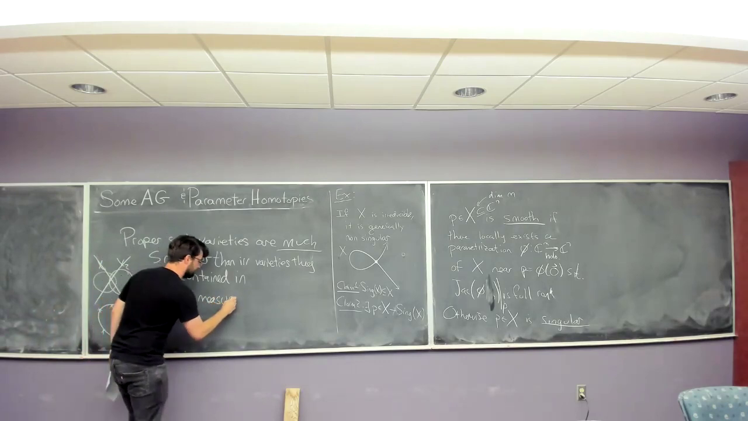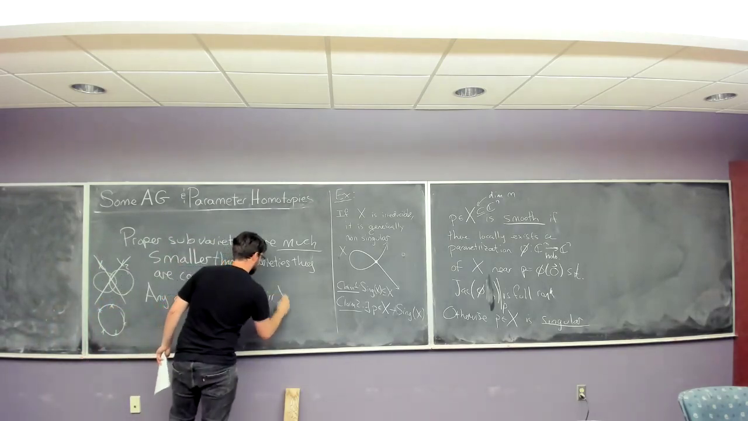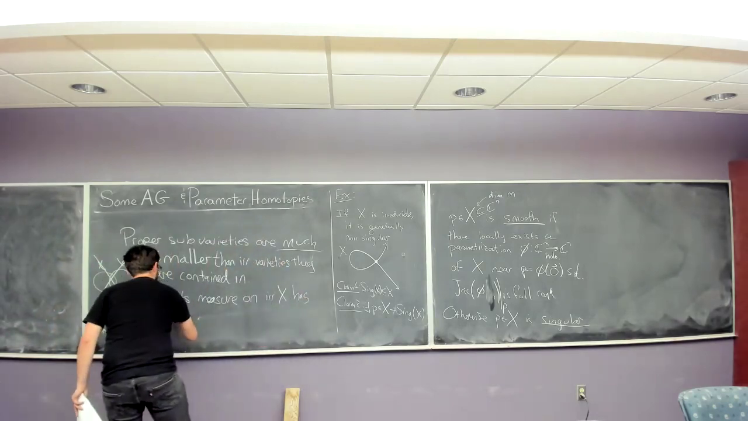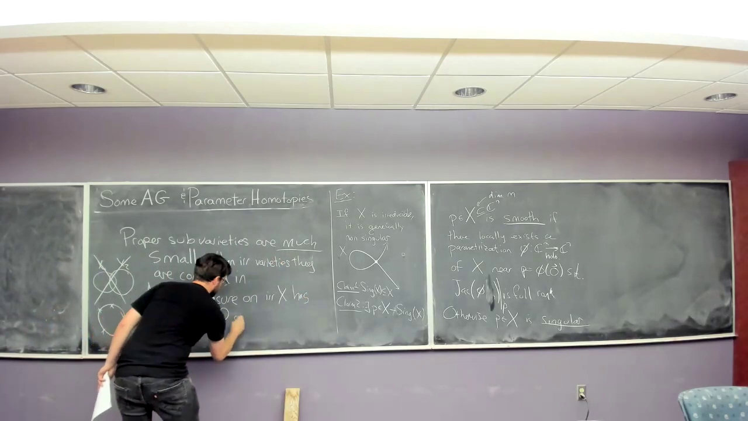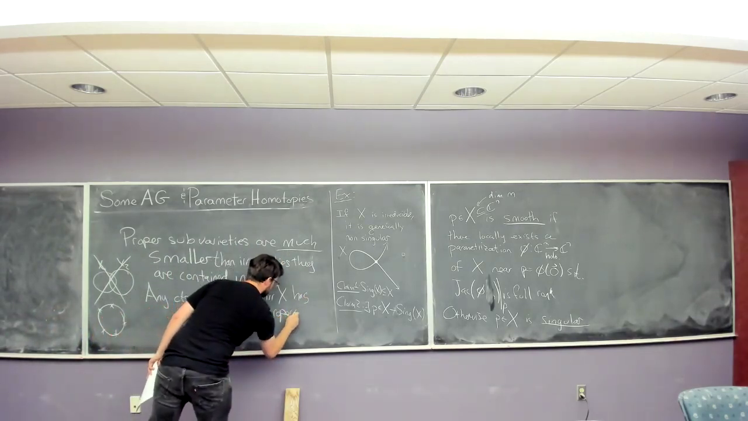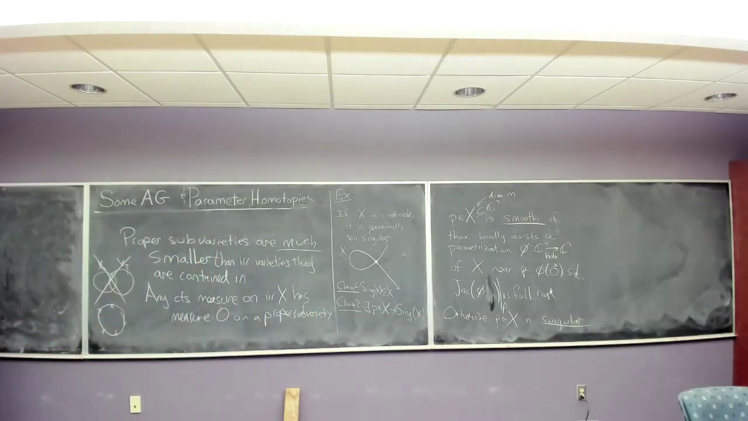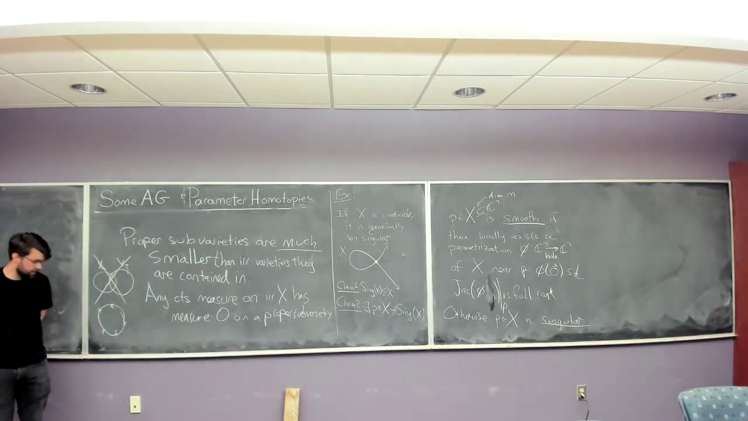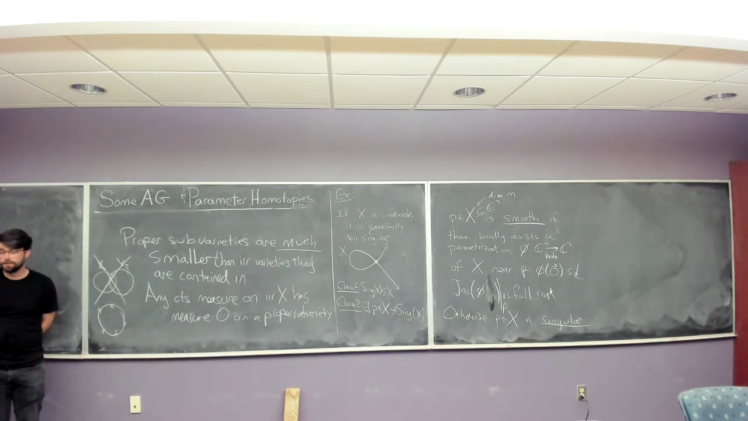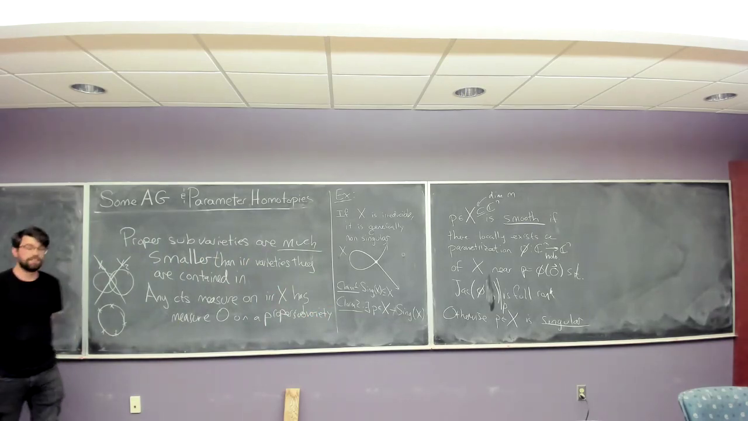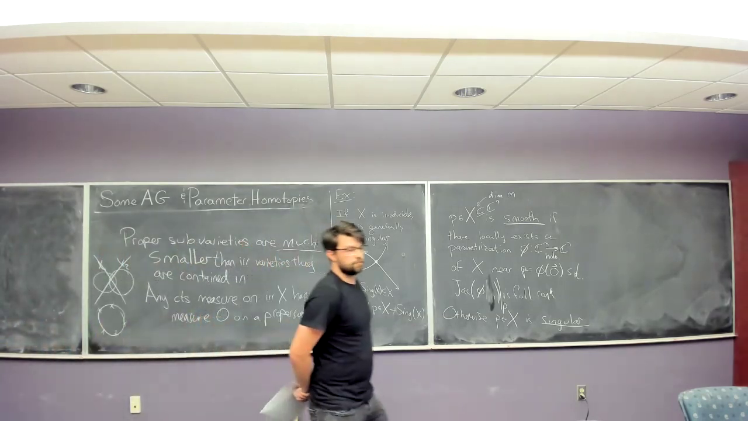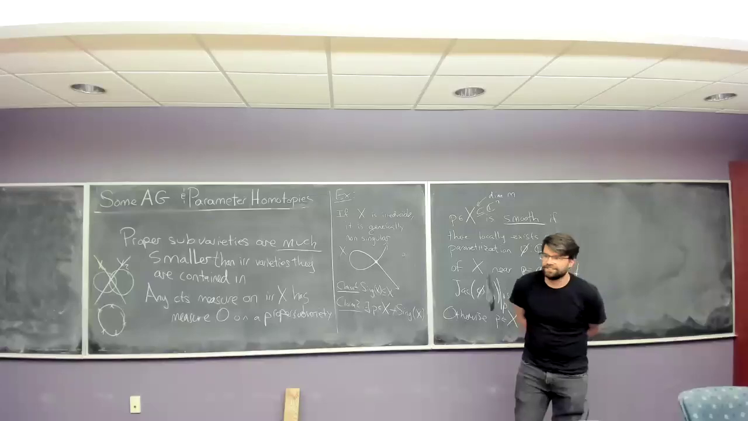If you like measures, any continuous measure on an irreducible X has measure 0 on a proper subvariety. Any continuous measure. In particular, any probability measure. So if I have any probability measure on the circle, for example, I can say with probability 0, I will hit any of these points. And with probability 1, I will miss all of these points. Equivalently, generically, I'm not any of these points.